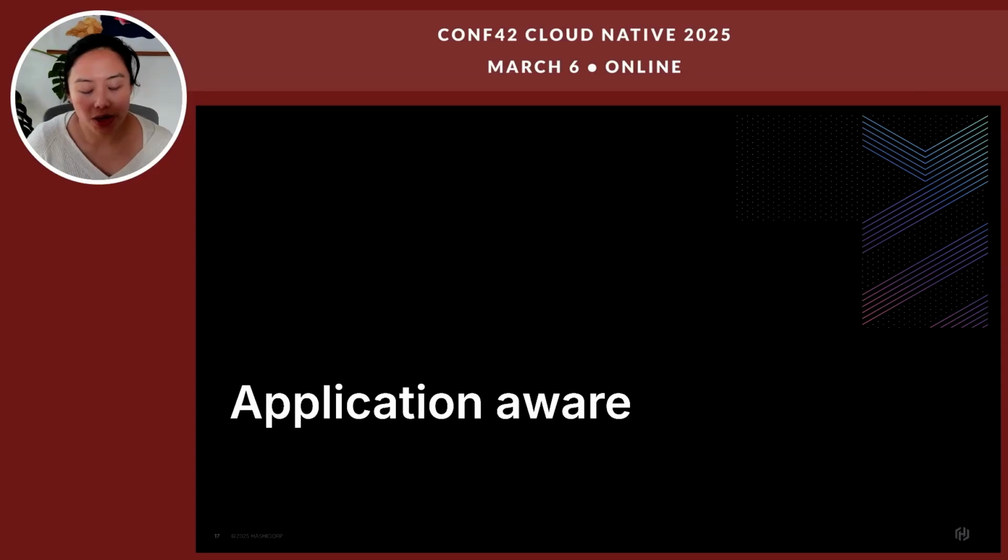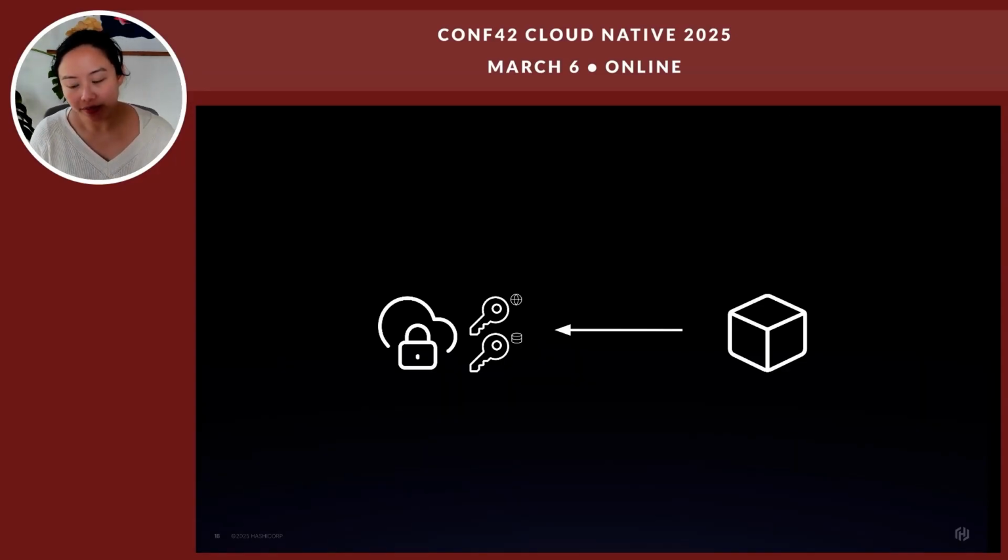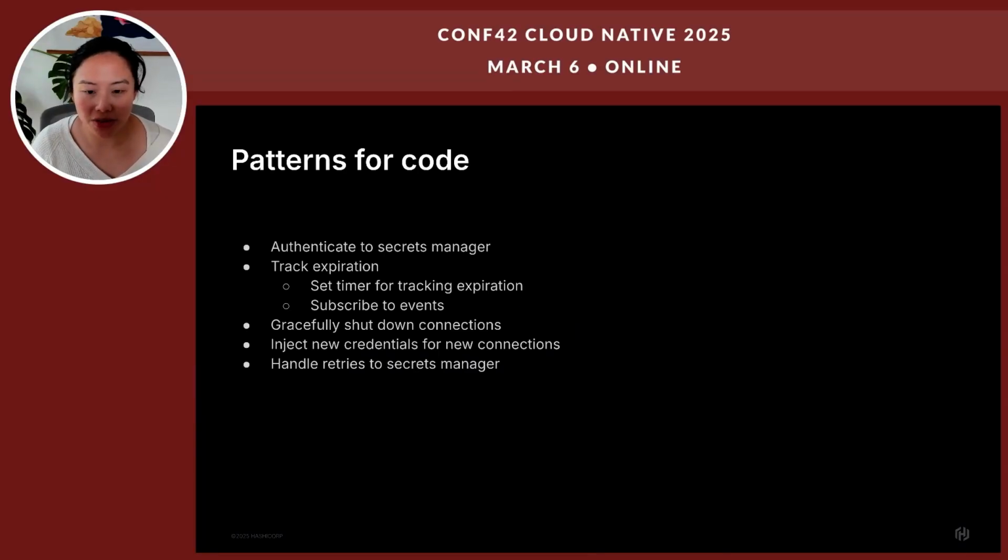So what is the application aware pattern? The application aware pattern is a little bit different in that the application now has to be aware that it needs to retrieve a new secret. This is a bit nuanced, right? It's not so easy to tell an application or for an application to understand, oh, the old credentials are going to expire. Now I need new ones. It's not quite intuitive, right? So there are a couple patterns to understand.